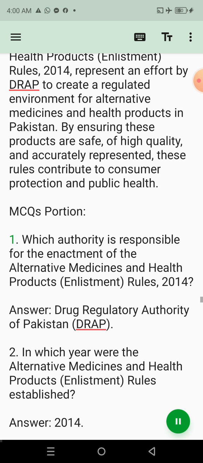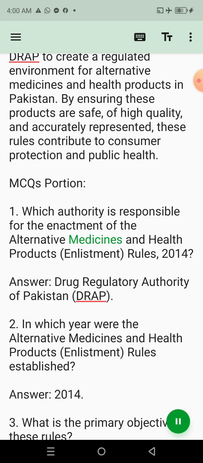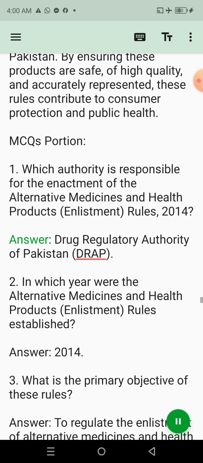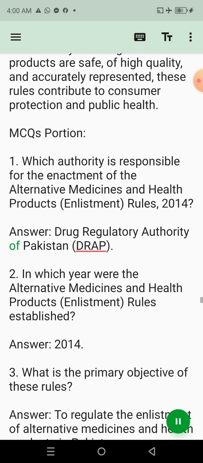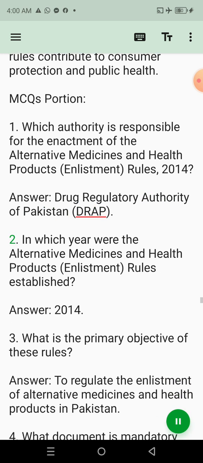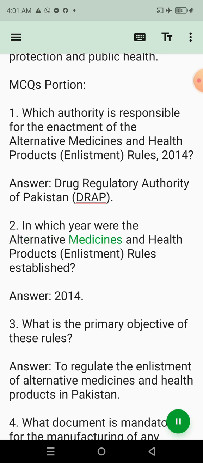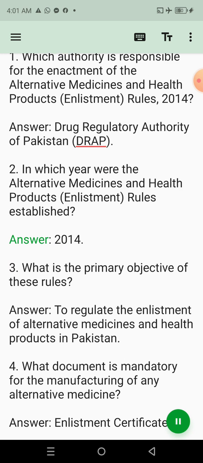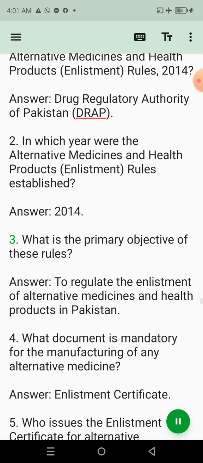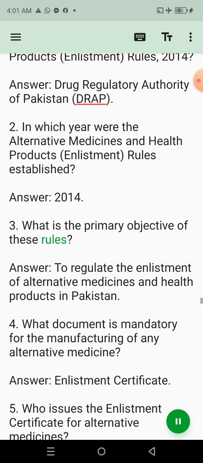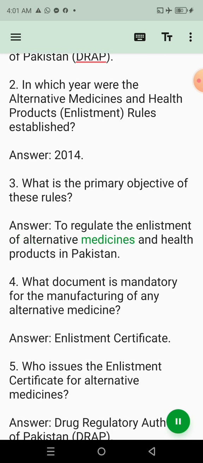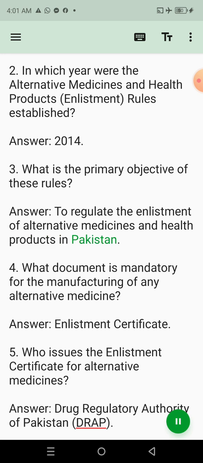MCQs Portion. 1. Which authority is responsible for the enactment of the Alternative Medicines and Health Products Enlistment Rules, 2014? Answer: Drug Regulatory Authority of Pakistan DRAP. 2. In which year were the Alternative Medicines and Health Products Enlistment Rules established? Answer: 2014. 3. What is the primary objective of these rules? Answer: to regulate the enlistment of alternative medicines and health products in Pakistan.